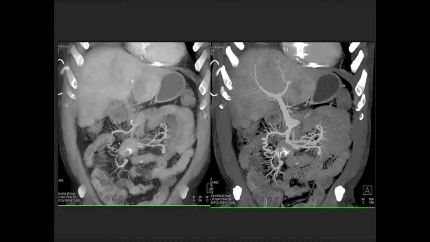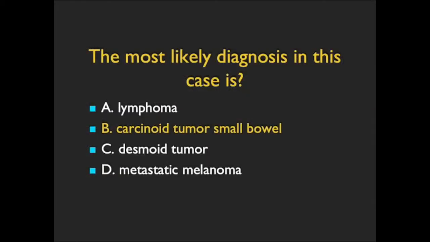Again, sclerosing mesenteritis can give mesenteric masses, but not this appearance and not the venous involvement. This is really carcinoid tumor. Classic carcinoid tumor from the mass, 70% calcifications, and then the desmoplastic reaction. Just a very, very pretty example.